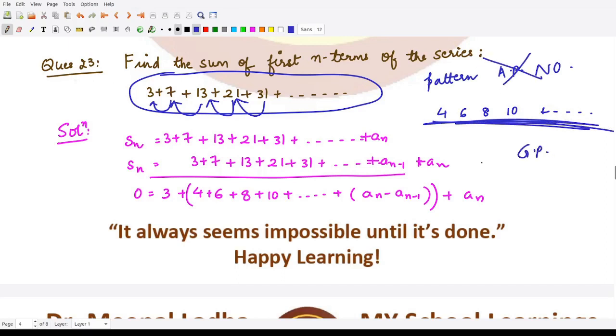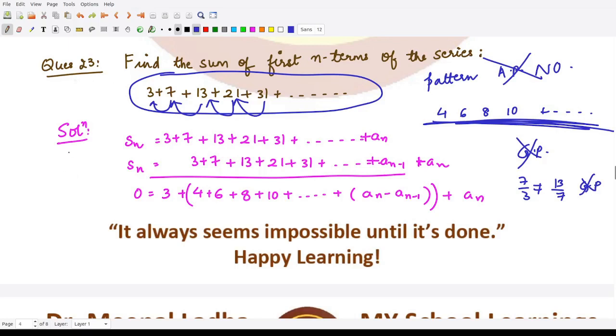What about GP? If you divide 7 upon 3, this is not equal to 13 upon 7. So this is also not a GP, right? Now it is not an AP, not a GP, so can you find out the nth term from it? It seems quite difficult to find the nth term. So what else can we do here?